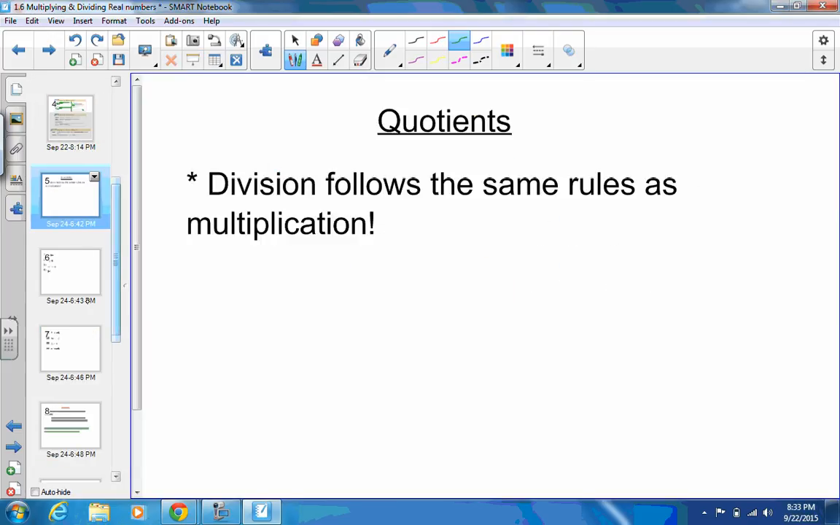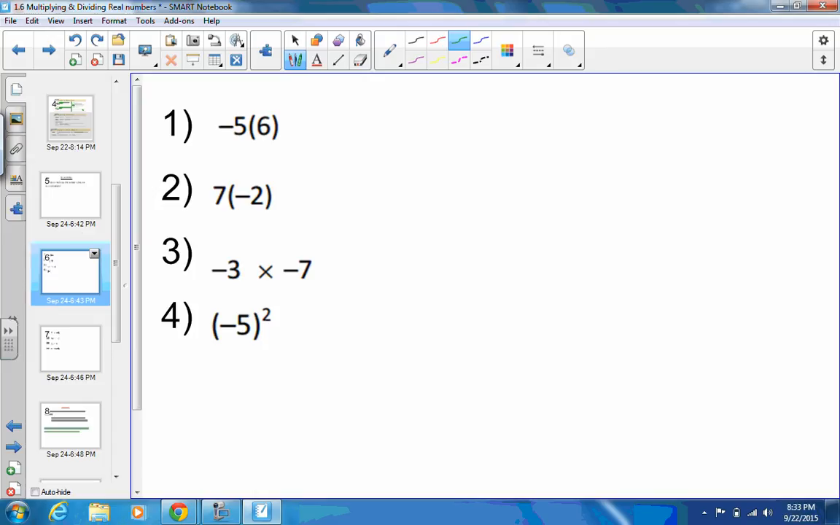So, let's do a couple examples. Number 1, what do you think? Positive or negative answer? Hopefully you know right away this is going to be a negative answer because we have one of each. And then 5 times 6 is 30, so it's -30.